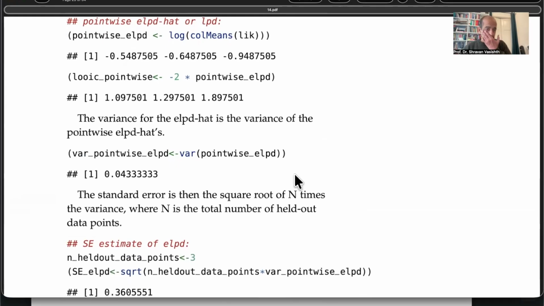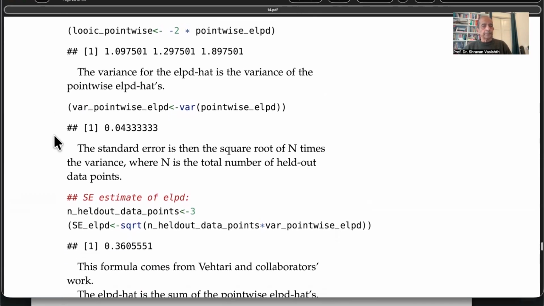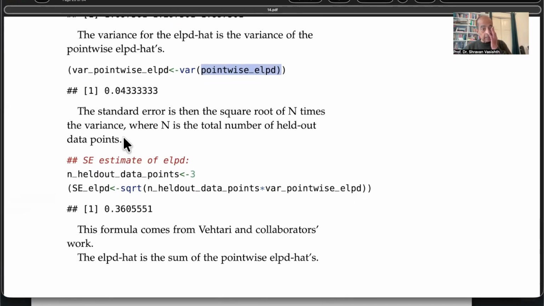Of course, I just did this to mimic the output of the ELPD function, but I don't really use this at all. Then we can compute the variance of the pointwise ELPDs. If you multiply that variance by the number of data points that were held out, 3 in this case, and take the square root, that gives us the standard error of the ELPD hat that was discussed at the beginning of the lecture.